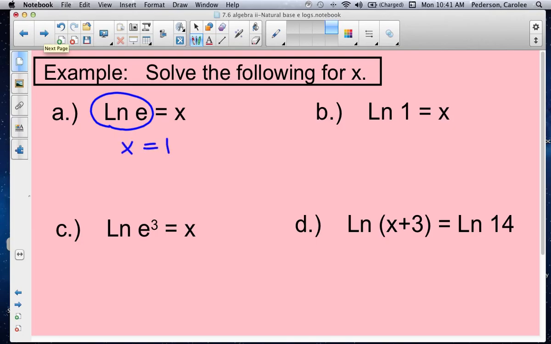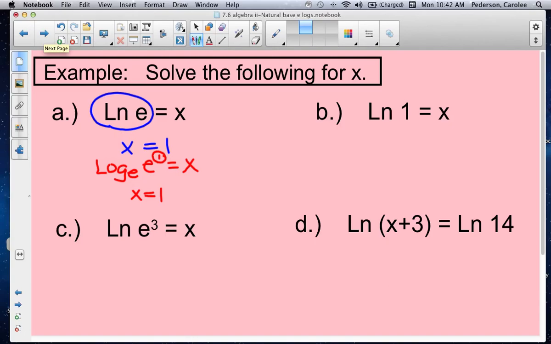If I were to create an exponential out of this, this represents log base e of e equals x. Well, these are inverses of each other, if you remember. They cancel each other out, so you're just left with that little exponent. So x equals 1.